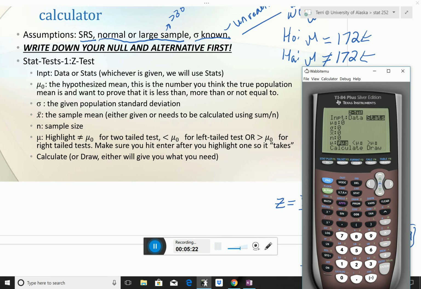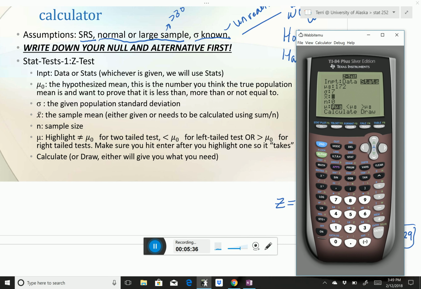Then my mu naught is 172. My sigma, the given population standard deviation, I'm calling that 7. My X bar was 176.4. My N was 64, and I want to know if it's different from. So I'm going to calculate. Look at this, I get 5.0285. That's the same number that I came up with before.